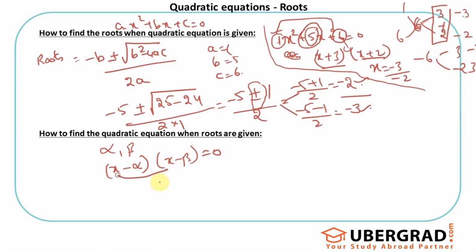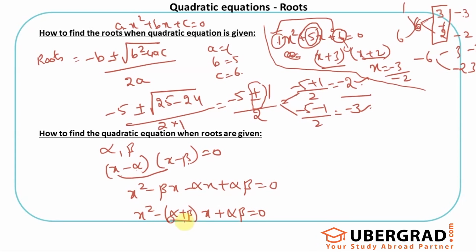So just multiply them as we do in normal algebra. x into x, x square. x into minus beta is minus beta x. Minus alpha into x is minus alpha x. Minus alpha into minus beta is plus alpha beta equals 0. So I take x common, so it will be x square minus (alpha plus beta) x plus alpha beta equals 0. You see this being written like this. Alpha plus beta is the sum of roots.